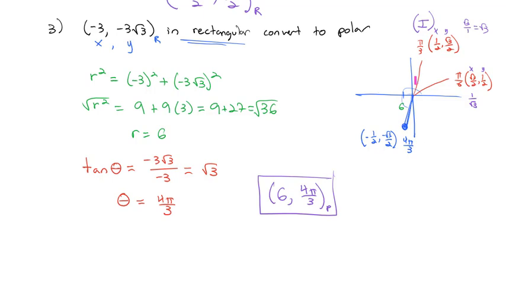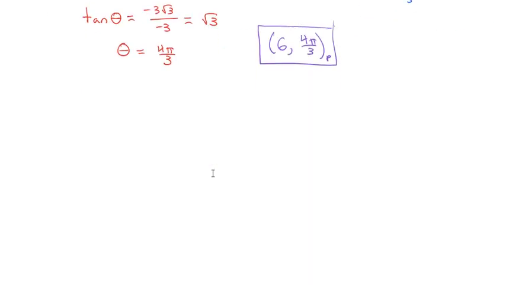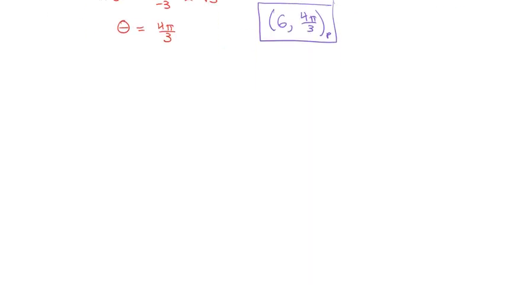We can make these conversions with points, but we can also make these conversions with equations. Let's try an equation real quick. Number 4, equations. Let's first do equations where we take a polar equation and convert it to a rectangular equation. Let's start simple. Let's start with an equation r equals 2.